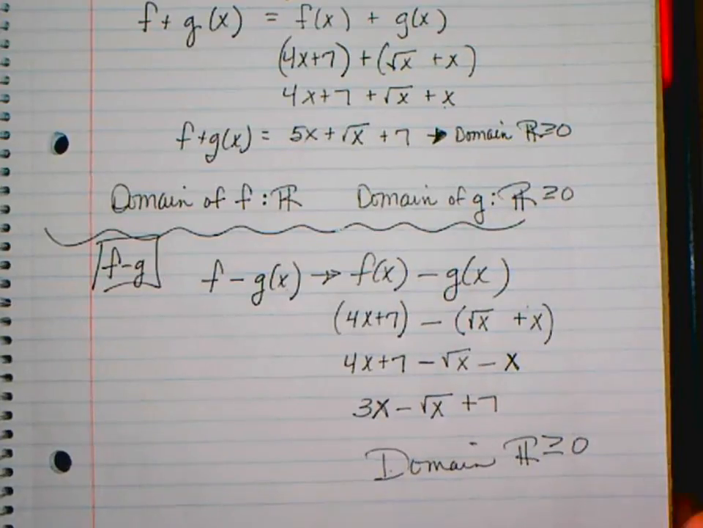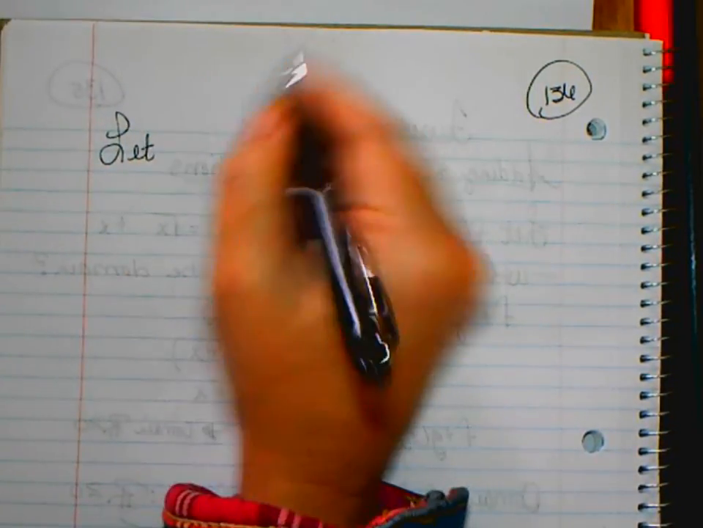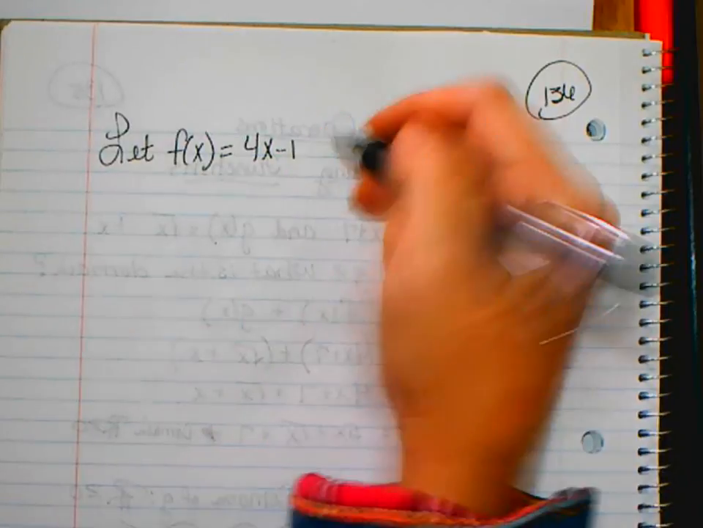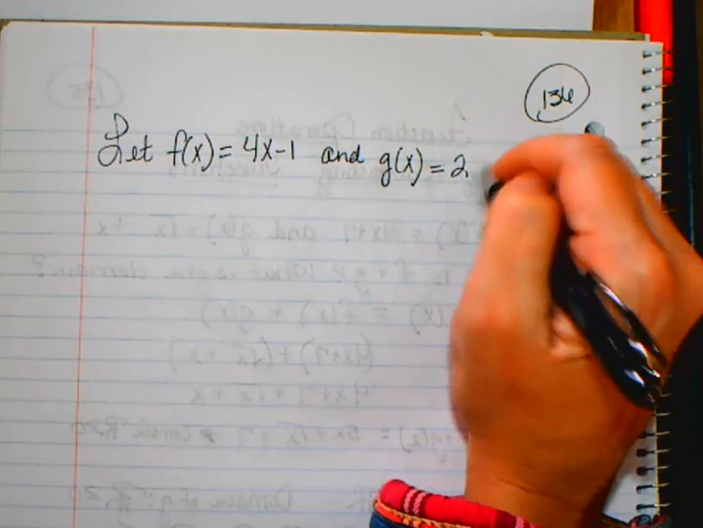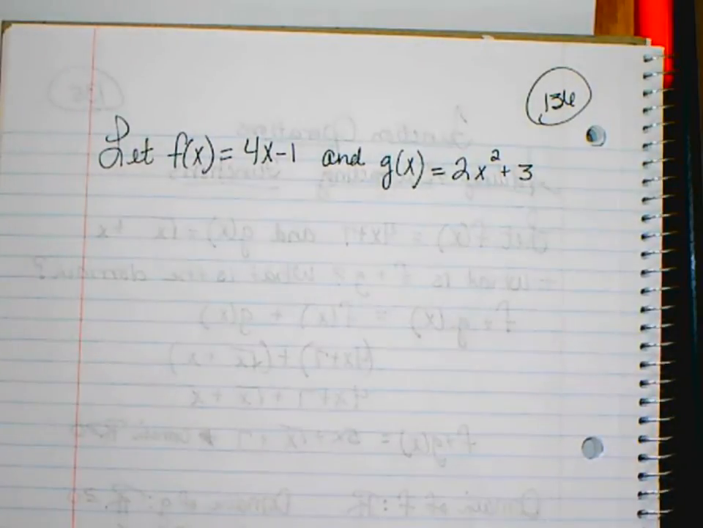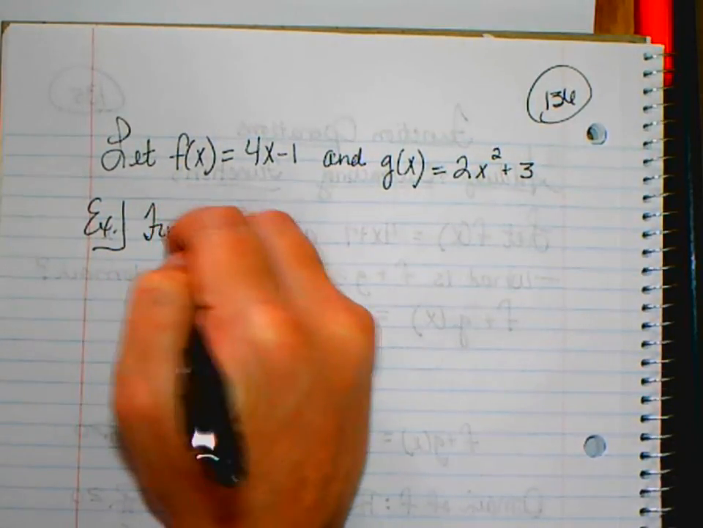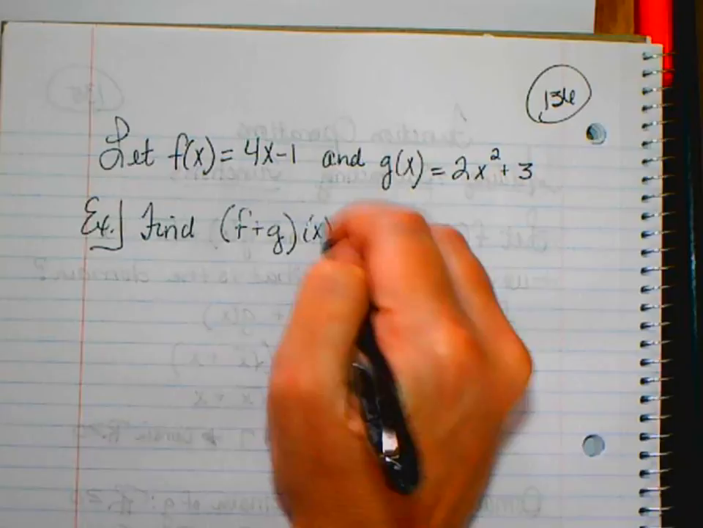Page 136. Let f of x equal 4x minus 1 and g of x equal 2x squared plus 3. And I'm going to find my first example, f plus g of x.